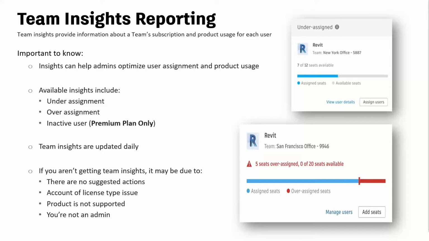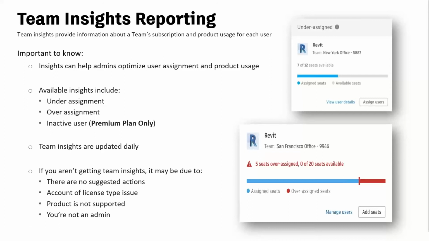Now, a few things to consider when Team Insights aren't available. The first is that there are none, meaning that your products are optimally assigned and your users are active. It's also possible that your account or license type doesn't meet the requirements, meaning it must be a paid sign-in subscription on our eligible product list. You can find the eligible product list via our resources link that we'll provide at the end of this webinar.